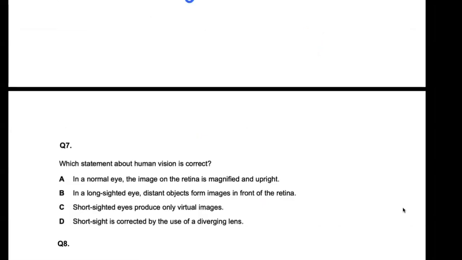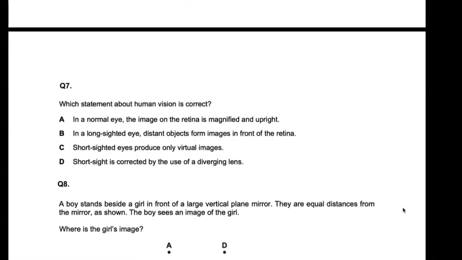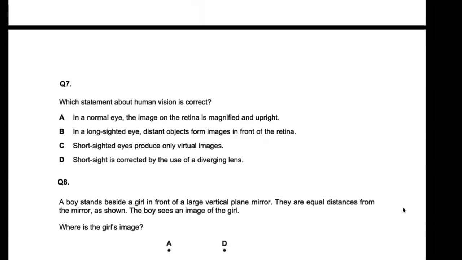Next. Which statement about human vision is correct? In a normal eye, the image on the retina is magnified and upright. Now, is this true or not? The image on the retina may be magnified, but it's definitely not upright. It's an inverted image, and then the brain inverts the image again.